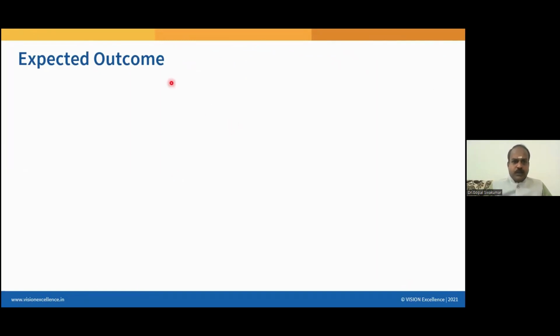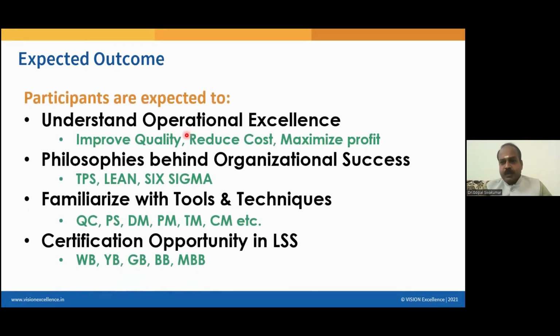In this particular workshop, you are going to learn these modules: understanding operational excellence, and why it is very important to continuously improve the quality, continuously reduce the cost, and continuously maximize the profit. Continuous improvement all around, and how it is important and connected to operational excellence. First of all, what is operational excellence? I'll clearly help you understand all these terms.